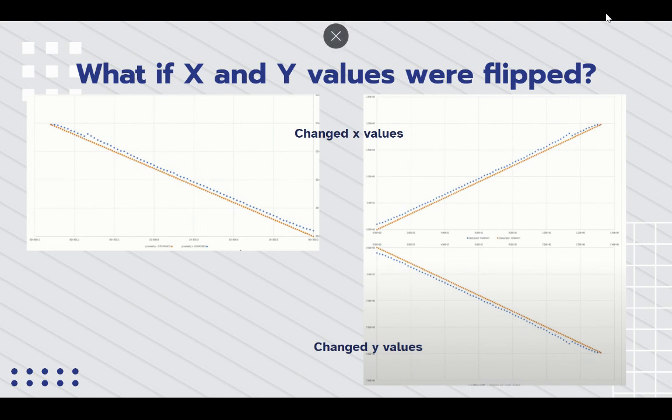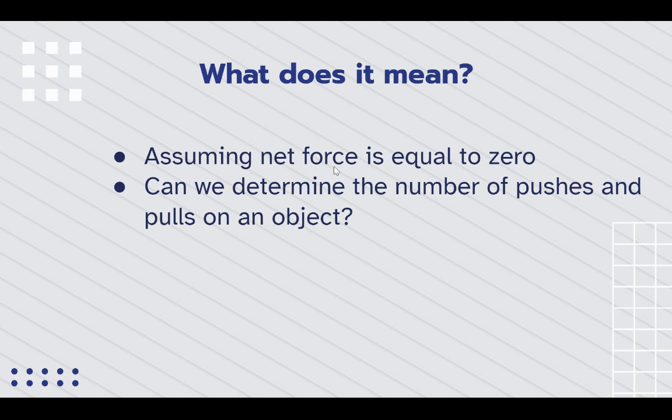And what if x and y values are flipped? So this is a change of x values. It turns negative, and then when you change the y values, it also turns negative, but in a different way, as you see here. And what does this mean?